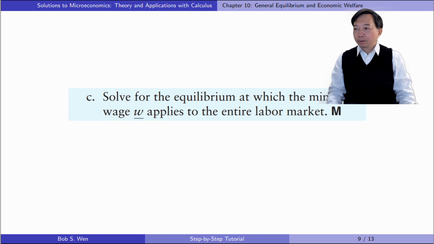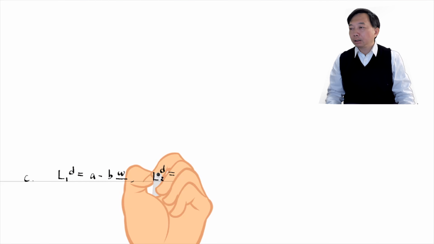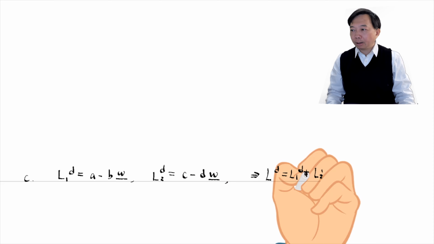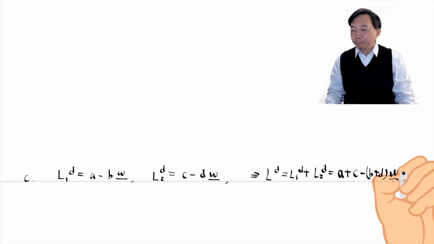In part C, solve for the equilibrium at which the minimum wage W underscore applies to the entire labor market. If the minimum wage applies to the entire labor market, the equilibrium quantities of hours of work in each sector are determined by the minimum wage using the demand functions. The total quantity of labor is also determined by the minimum wage.